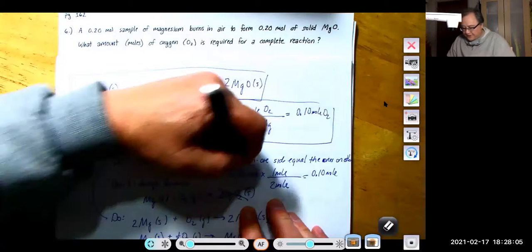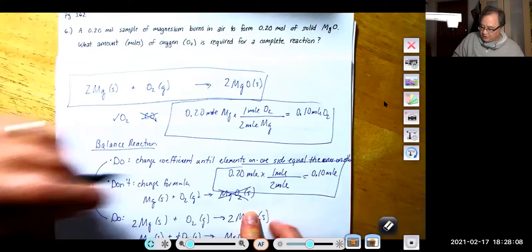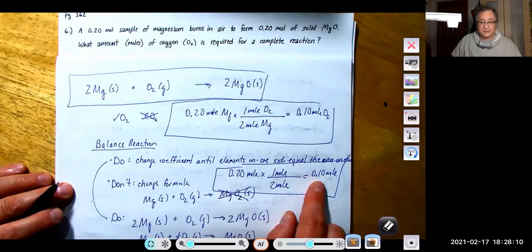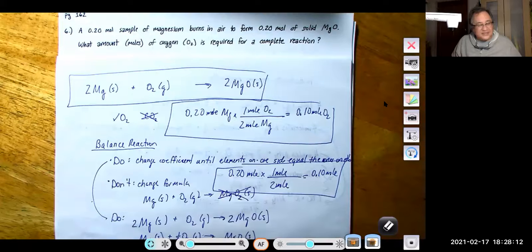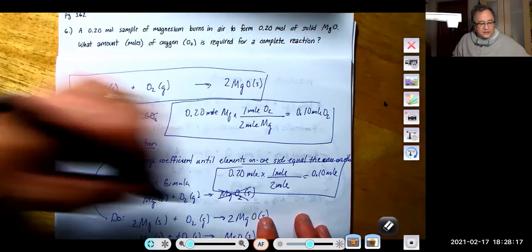And if you take a look at this, this basically says 0.2 moles is equal to 0.1 moles. And it doesn't make sense without the labels. So don't do that. Make sure you use the labels.